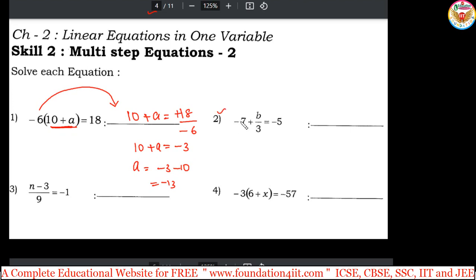For example, question number 2. We need to find the value of B. B divided by 3, right? So this is completely one term. This term is adding to minus 7. Minus 7 is adding to this, so if you take minus 7 to this side, it becomes plus 7. That means B divided by 3, minus 5 is already there, plus 7. Now this is 2. B divided by 3 is 2. Now B is equal to 6, 3 takes this side.